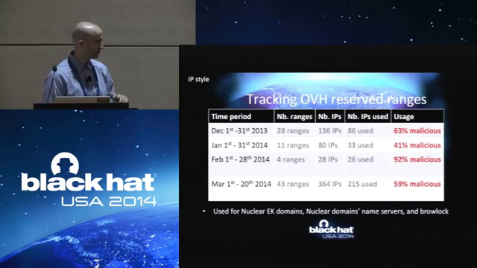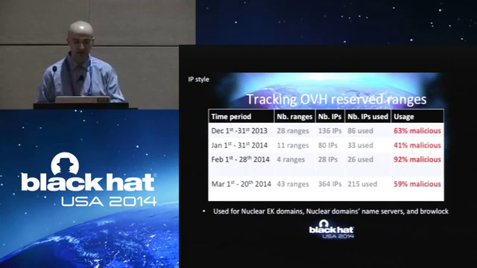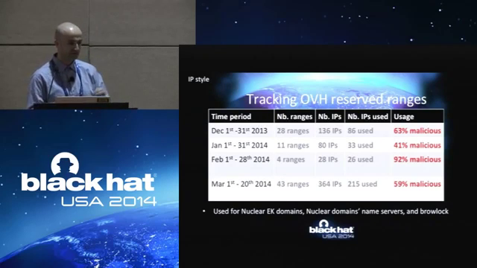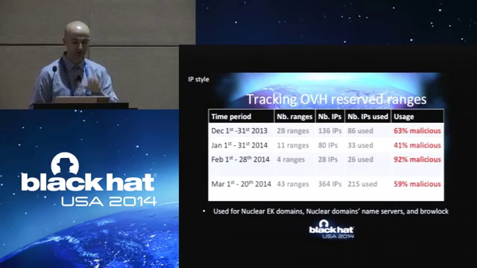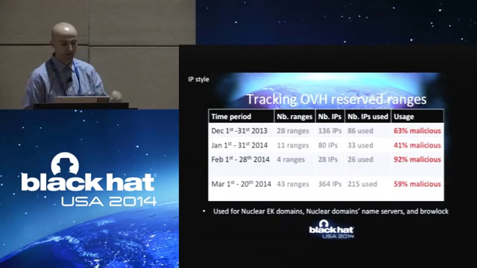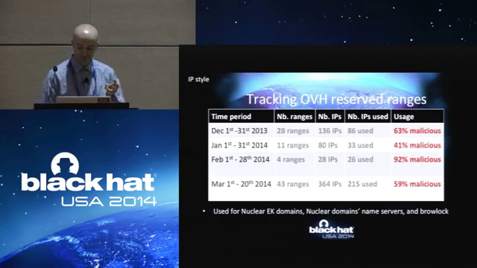So the point we're trying to make here is that it's not a coincidence that these are heavily used for malicious purposes. There are these actors behind the scenes reserving these IPs, abusing certain large hosting providers, and delivering these attacks. Now, these IPs were used for serving three types of attacks: the nuclear exploit kit domains, the name servers of the domains, and also browser-based ransomware.